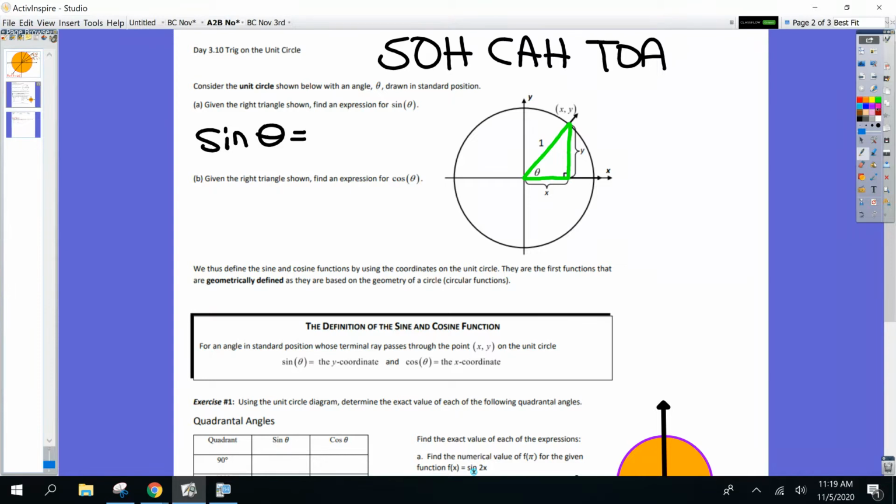Do you see where I put the theta in the triangle right here? First thing I need from somebody, what is sine equal to as far as SOHCAHTOA goes? If you look at SOHCAHTOA, it's this over this. What is sine equal to?